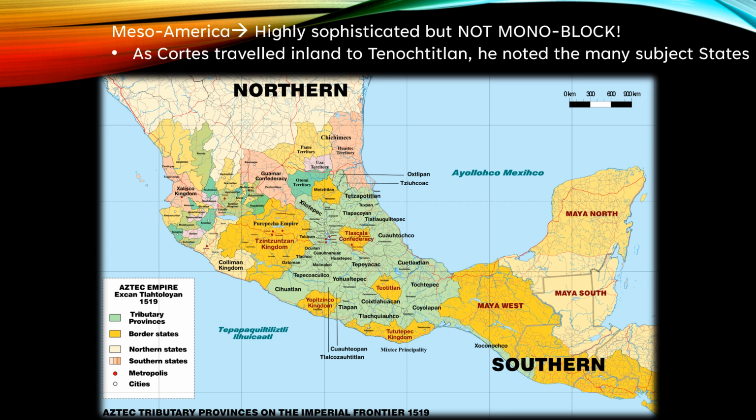Eventually, Cortez and his men arrive in Tenochtitlan. That's the capital city of the Aztec Empire. And that's where we're going to go to right now.